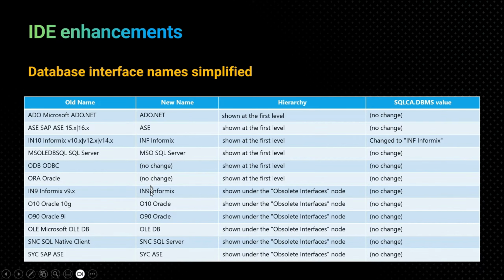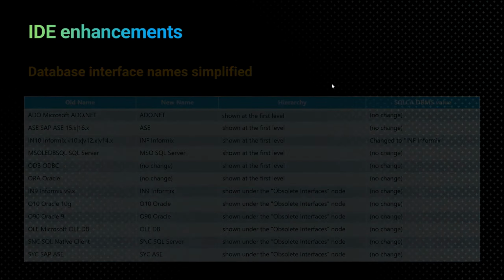No change for a couple of these. For Oracle, this gets reduced to just O10 Oracle, O9 Oracle, and OLE DB rather than OLE Microsoft DB. Like I said, usually it's just the first three characters that really matter to PowerBuilder. It tends to ignore everything past that. And then these are all the current drivers, so they get shown at the first level. These are the older versions, and they'll get moved to the obsolete interfaces. And then there's the one big change. This is an actual change in the DBMS value. The new driver is just called INF rather than IN10. So this is what it looks like.